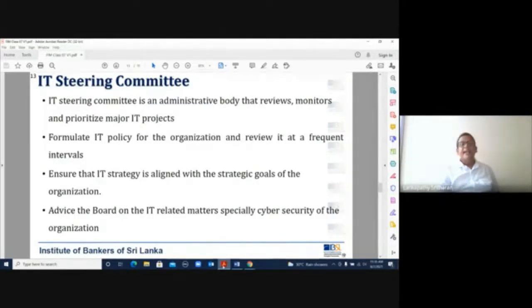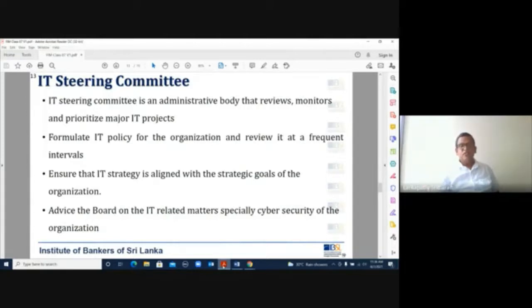And then the IT steering committee, which handles IT related matters. These committees are especially important in the pandemic time, because the bank is mostly dependent on IT. Even every customer prefers to transact through online transactions. So IT is much more important, and the risk related to IT is also much more important. So the IT committee is related to those matters.